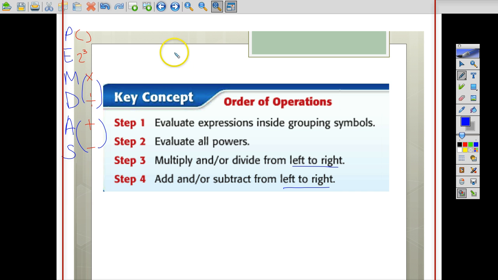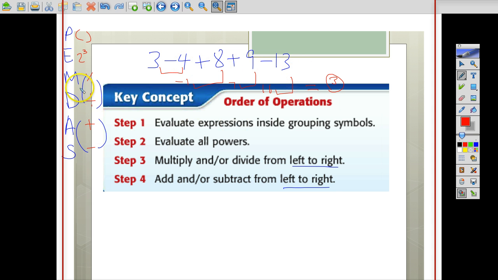For example, if I have a problem that says 3 minus 4 plus 8 plus 9 minus 13, all you have is adding and subtracting. That means you go from left to right. You're not going to add everything first and then subtract. So 3 minus 4 is negative 1. Negative 1 plus 8 is 7. 7 plus 9 is 16. 16 minus 13 equals 3. That will be the final answer.